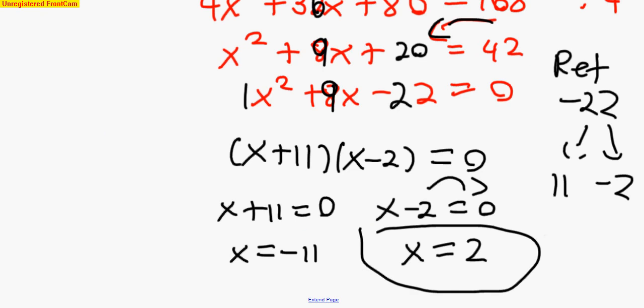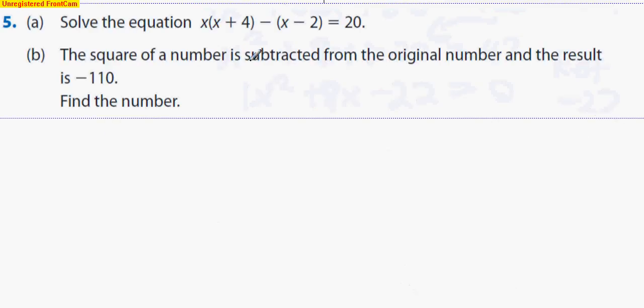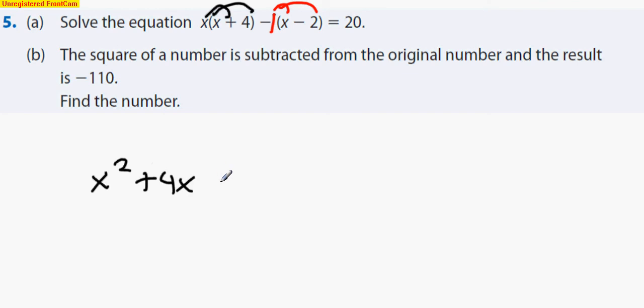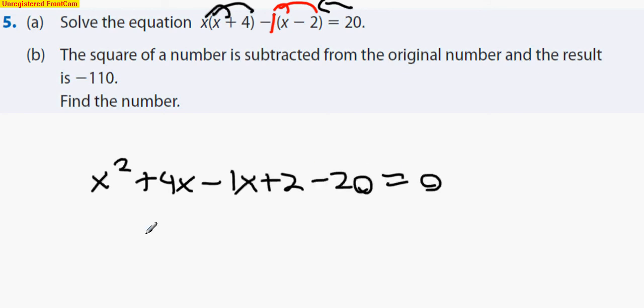Okay, next one, solve the equation. So what we do is we're going to multiply this out. Don't forget your minus 1 is in here, and you're going to multiply minus 1 by the two of these numbers. So what we get is x squared plus 4x minus 1x plus 2. Bring over the 20 over the other side and we get minus 20 equals 0. We're going to get x squared plus 3x minus 18 equals 0.